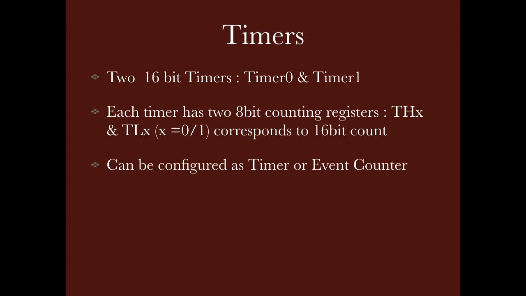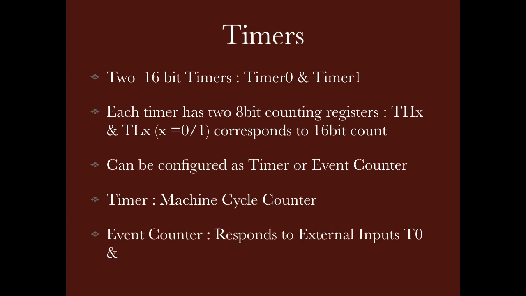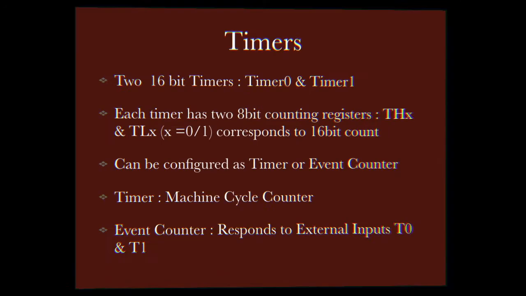Both these timers can be configured either as a timer or as an event counter. When it is used as a timer, it counts the machine cycles, that is, it counts the internal clock. And when it is programmed as an event counter, it responds to external inputs T0 and T1, as discussed in the block diagram. So it basically takes an external clock for counting when it is used as an event counter.